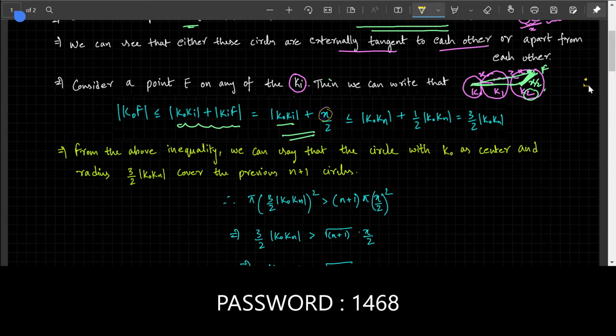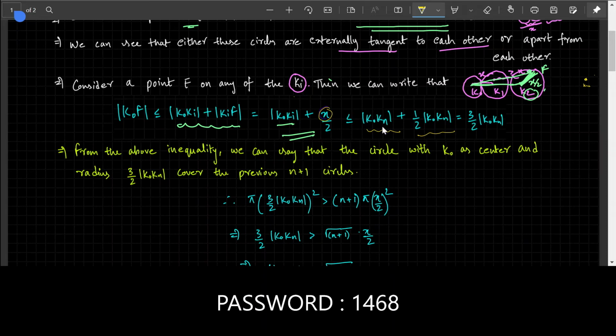This is the center of the nth circle. So you can consider any sort of radius. And now this is less than or equal to, so we can just add them up. We get 3 by 2 k naught kn, isn't it? So k naught f is less than or equal to 3 by 2 k naught kn.